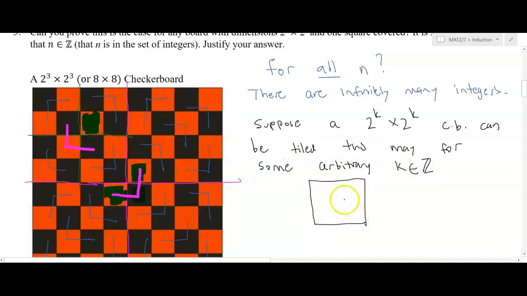k could be 10 or 15 or 30. The point is that this is some arbitrary k, meaning we're not specifically saying this is 2 to the 5th by 2 to the 5th. Because if we did that, then our reasoning would only apply for a 2 to the 5th by 2 to the 5th. So in other words, suppose that you can tile this 2 to the k by 2 to the k, that you can completely tile this size board.